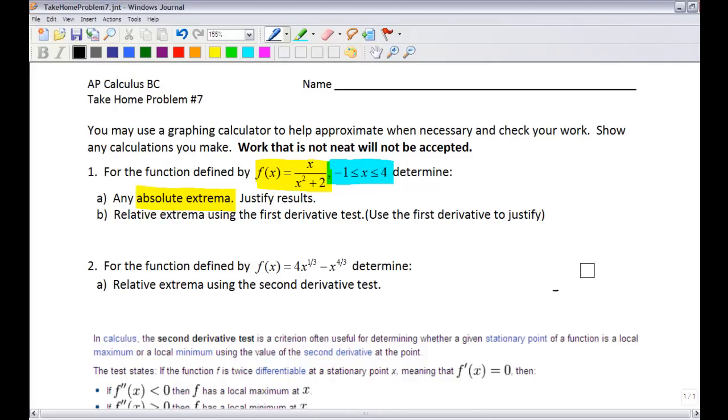Alright, so here we go. Take home number 7. It just keeps getting more and more exciting. We've got our function x over x squared plus 2. We're looking at it on a closed interval. And the first task in A is absolute extrema.